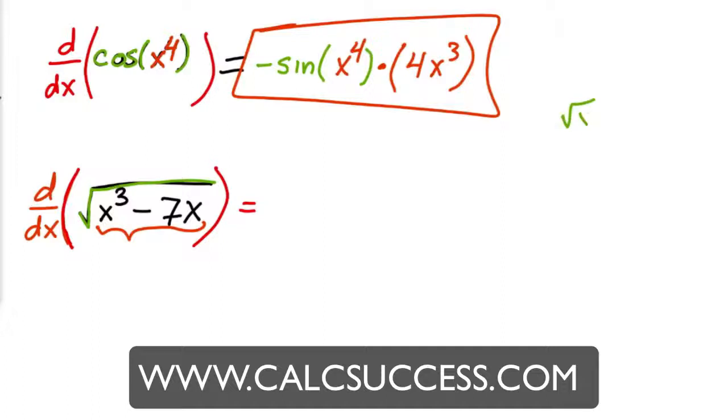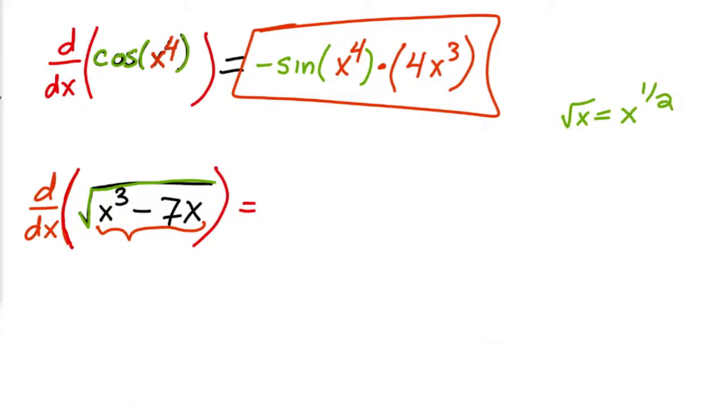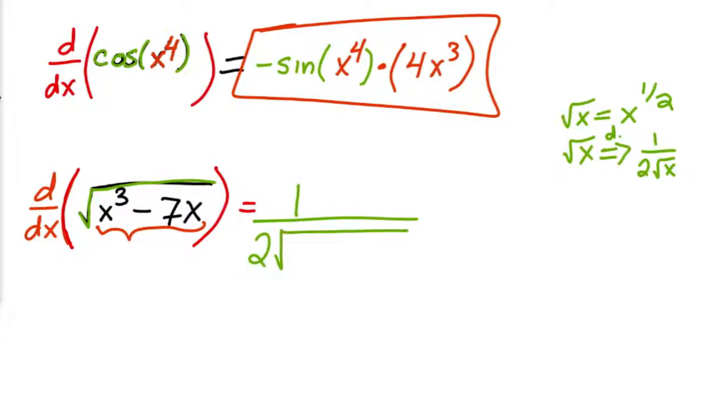So now you can either do square root of x is x to the 1/2 and do it that way, but I like doing the other way that we talked about earlier. So the derivative of square root of x is 1 over 2 square root of x. So that's how I like remembering it. But it's up to you. So instead of 1 over 2 square root of x, I'm going to do 1 over 2 square root of the inside. I'm going to leave it alone. So x cubed minus 7x. And then times the derivative of the inside, which is going to be 3x squared minus 7. And that's it.